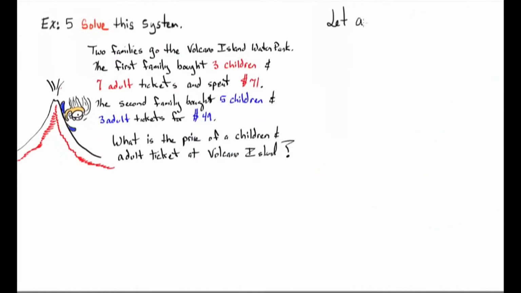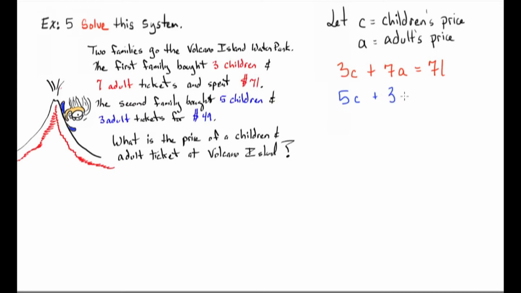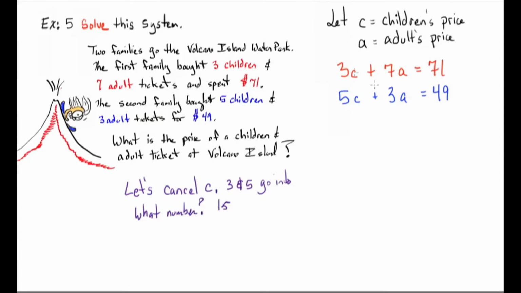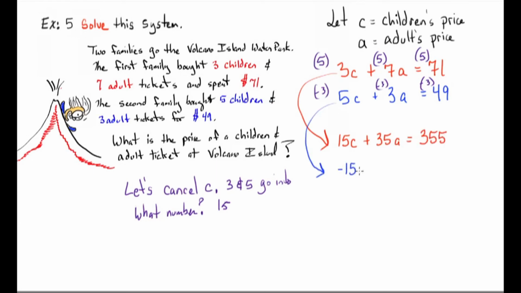Last one, example 5, solve the system. Two families go to Volcano Island Water Park. The first family bought 3 children and 7 adult tickets and spent $71. The second family bought 5 children and 3 adult tickets for $49. So I can say C is the children's price, A is the adult's price. You can see the equations that I wrote. 3C plus 7A equals 71. 5C plus 3A equals 49.